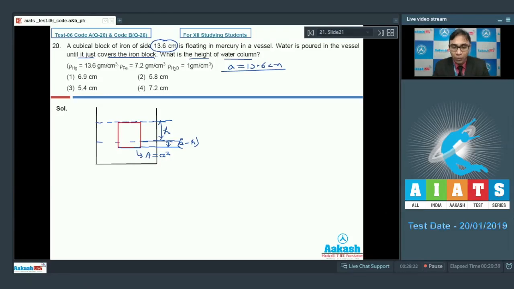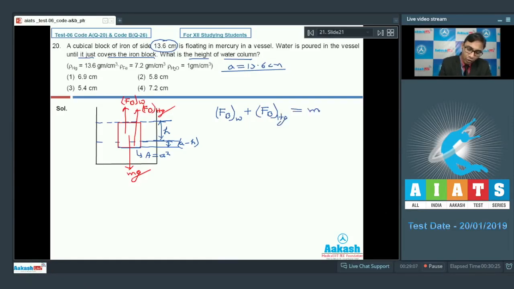Again, since it is floating, the net force on the cube must be 0. So what are the forces acting? One is simply its weight mg. Other, the buoyancy force due to the water. And the buoyancy force due to the mercury. Right? So for equilibrium, the net force should be 0. So according to this, the buoyancy force due to water plus the buoyancy force due to mercury must be equal to the weight of the cube.